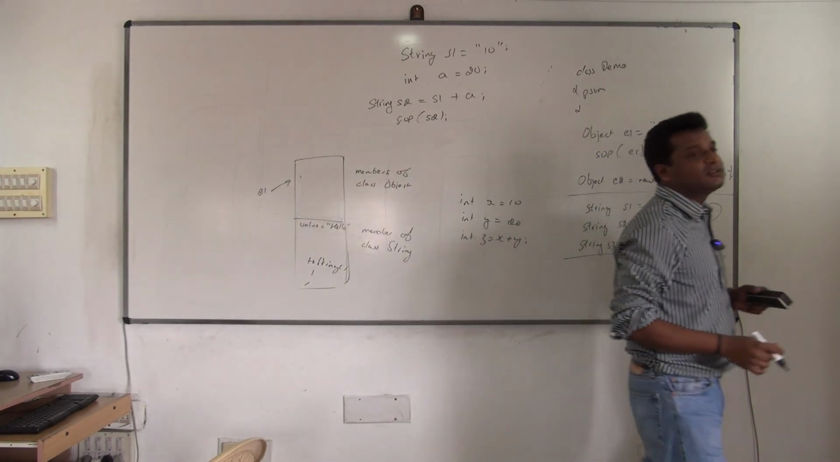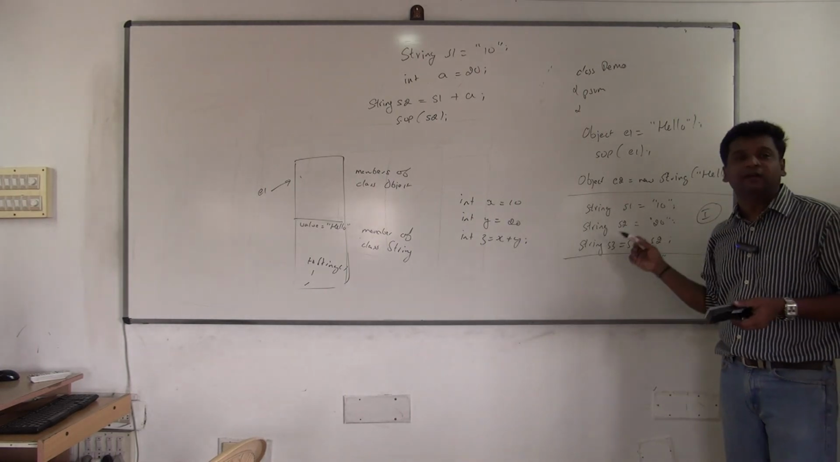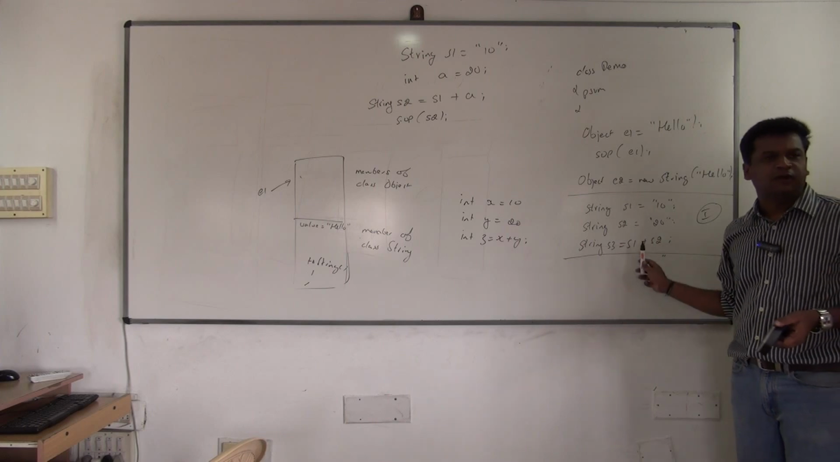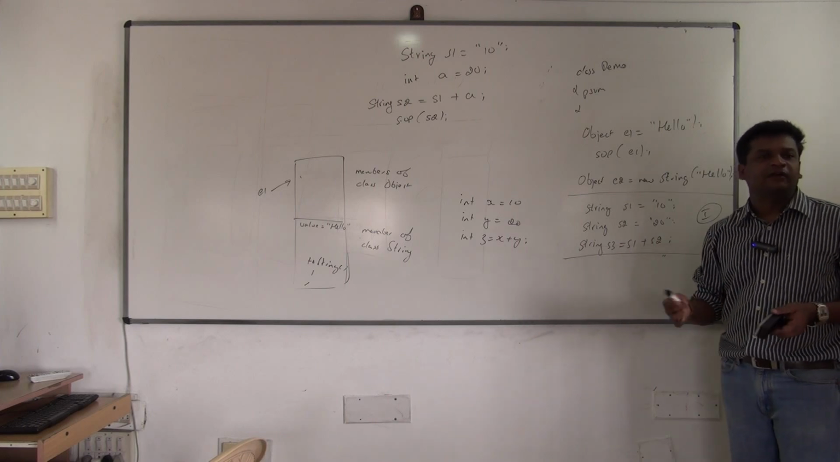Now when there are two numerical values of type string and I want to do addition, this will not work. So how will I add now?